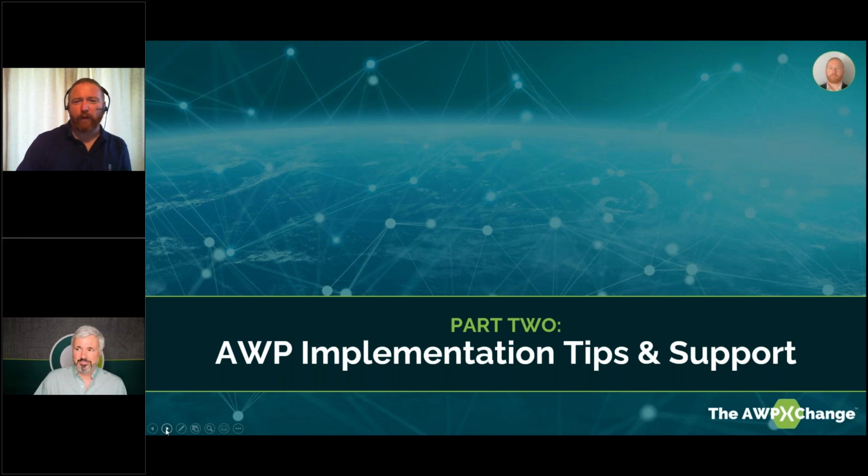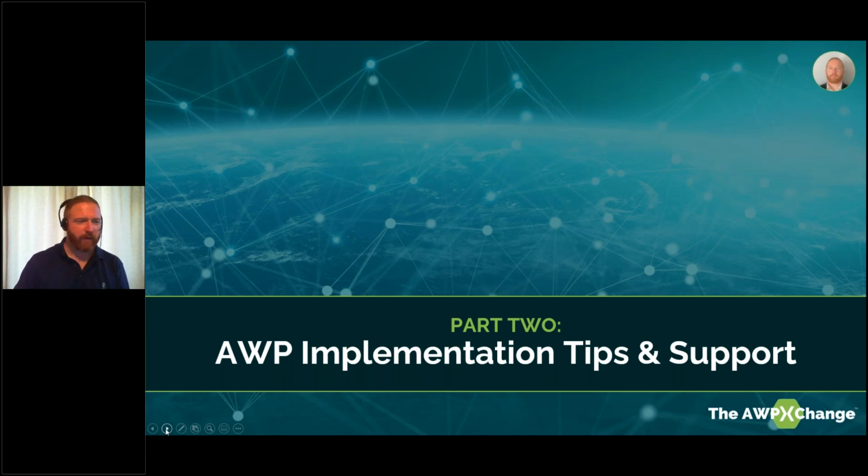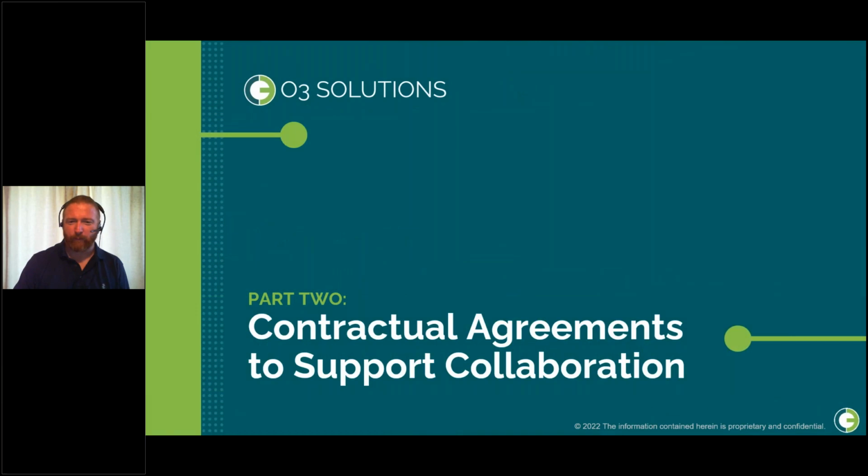And next up, we're going to move on to implementation tips and support for the contractor. Firstly, we're going to talk about contracts and how they play a role in AWP, particularly in terms of stakeholder collaboration. I'm going to run you through various contract topics, including timing, ownership, wording, and how the contractor should be assessing what the owner is looking for.